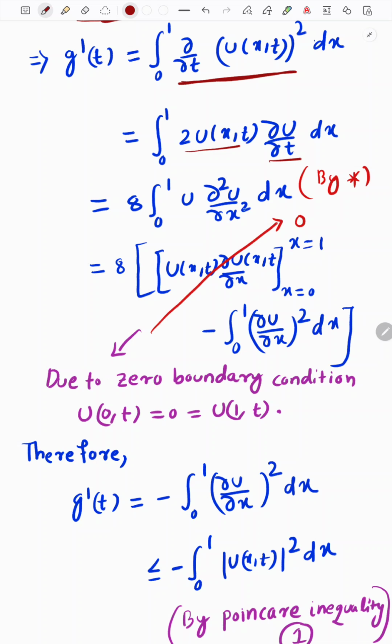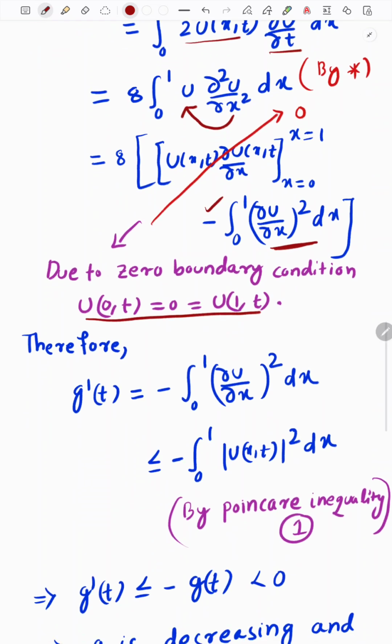Then we will apply the integration by parts. Integration by parts means we will shift one derivative to here. Then we will apply the integration by parts, but the boundary term vanishes. Why? Because we have the Dirichlet boundary condition. At the boundary, our function value is 0, so this term vanishes. Here del u by del x, and after integration it gives also del u by del x, so there will be del u by del x whole square, this term, with a negative sign.